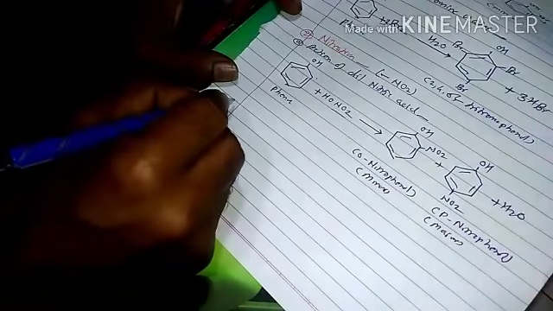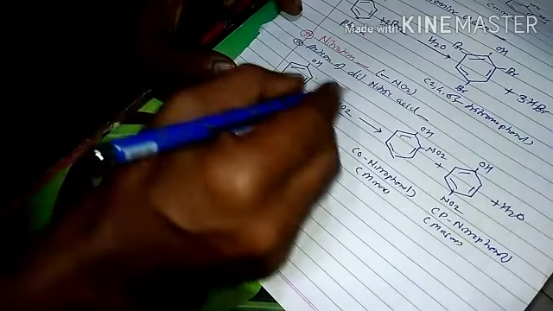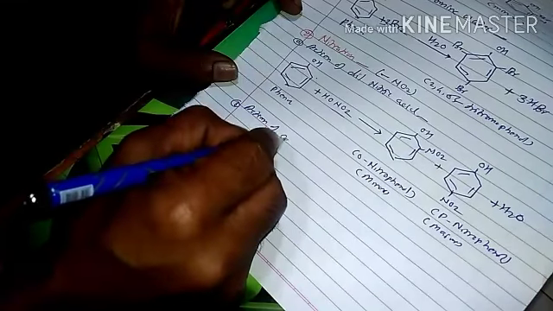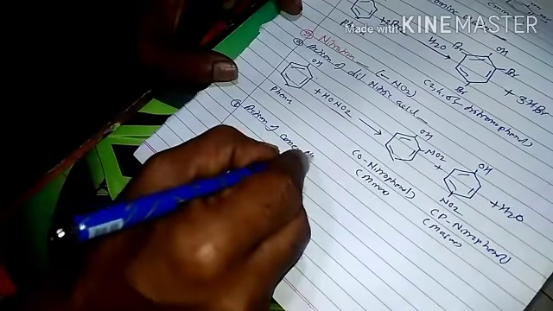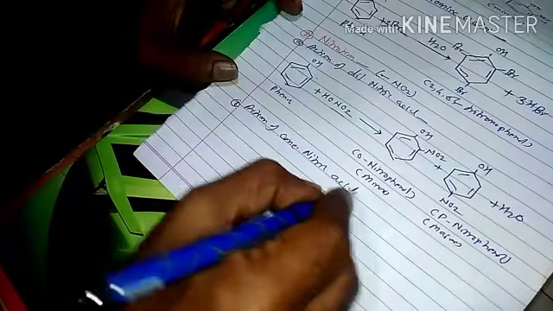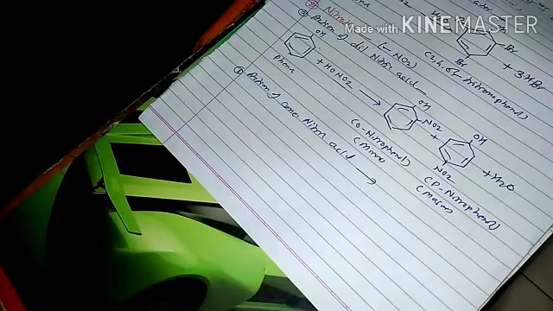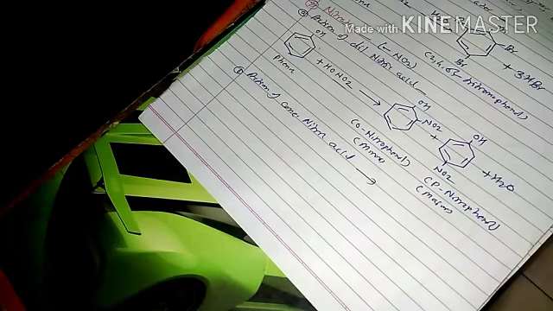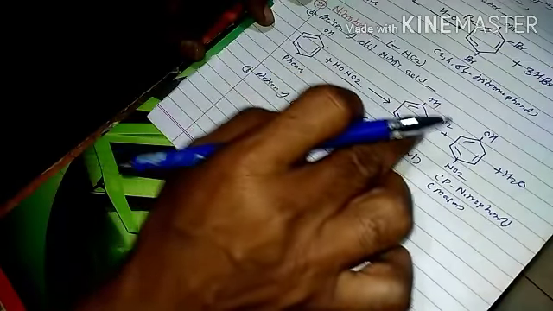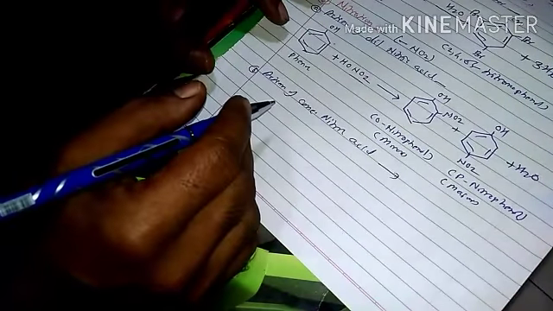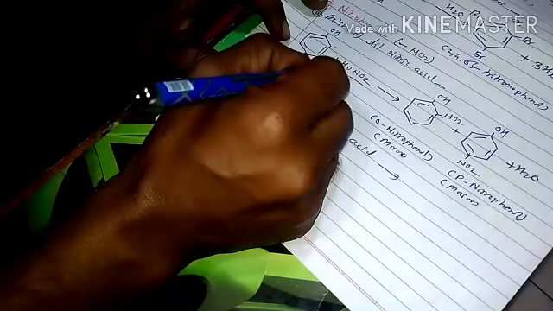Now again here, we take the action of concentrated nitric acid. Phenol, when treated with a mixture of concentrated nitric acid and concentrated sulfuric acid, which is known as a nitrating mixture, gives 2,4,6-trinitrophenol, which is known as picric acid. Now there is only a difference in the concentration.